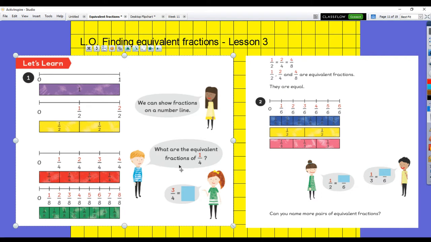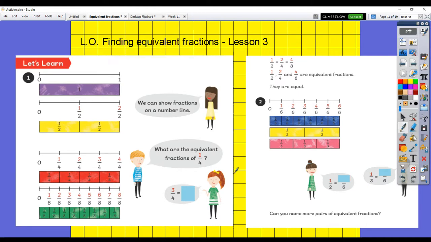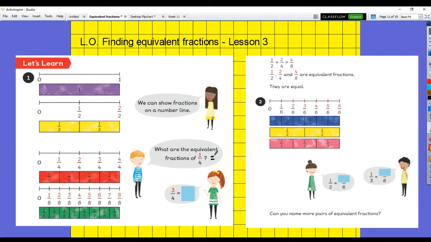So what are equivalent fractions of 1/4? Okay, so let's have a look at over here. We can see that 1/4 is not in line with a half, so it can't be a half as an equivalent fraction. If we go down, oh look, what is it equivalent to? We know it is equivalent to 2/8. So I'm going to put my equal sign here, and I'm going to say 1/4 is equivalent to 2/8.